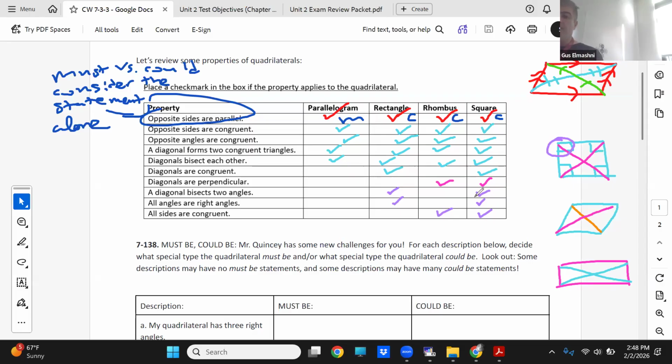So what does this tell me? A square is a special parallelogram. It's also a special rectangle and a special rhombus. So a square is a rectangle. A square is a rhombus. A square is a parallelogram. But are all parallelograms squares? No, right. So you have to be able to use some logic in that case.